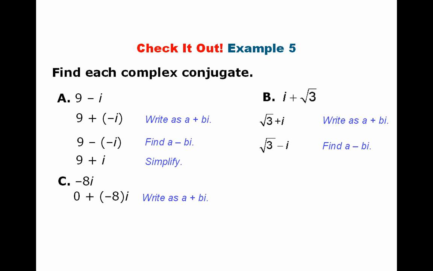For C, first again, write it as a plus bi. Here, a is not included, so it's 0. And we have plus negative 8 times i. So if we want to switch the sign in the middle, we have 0 minus negative 8 i. And we simplify, and we just get positive 8i.